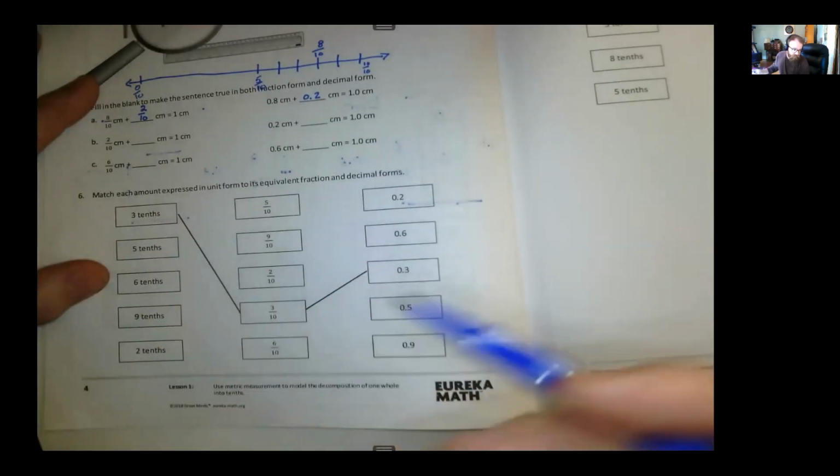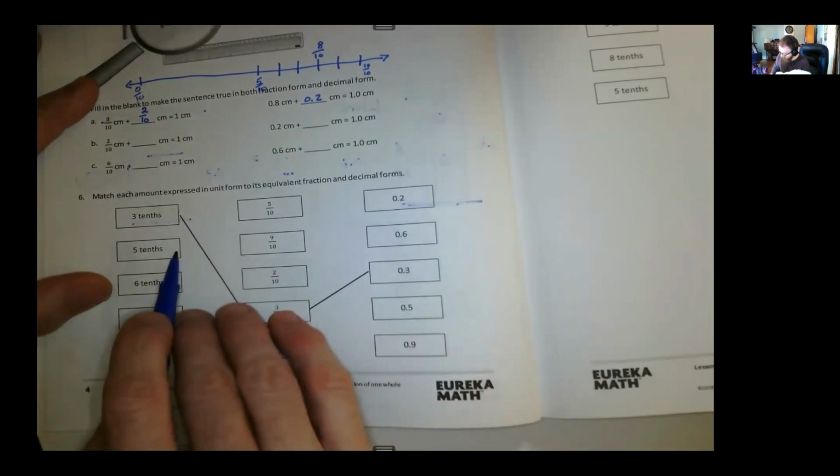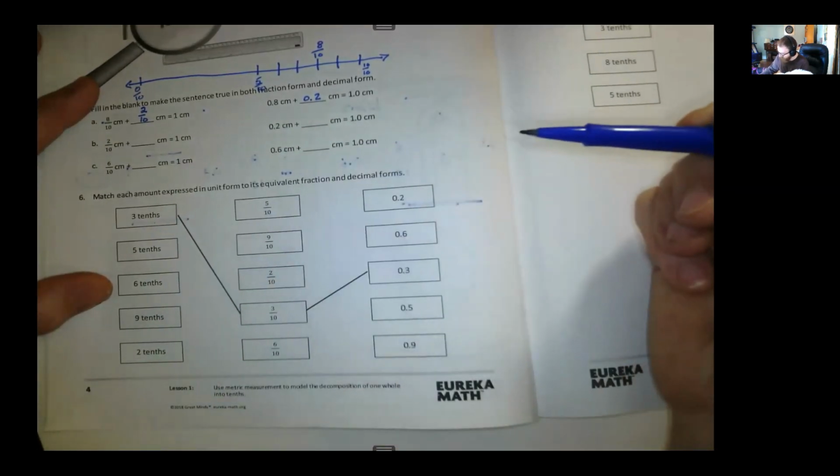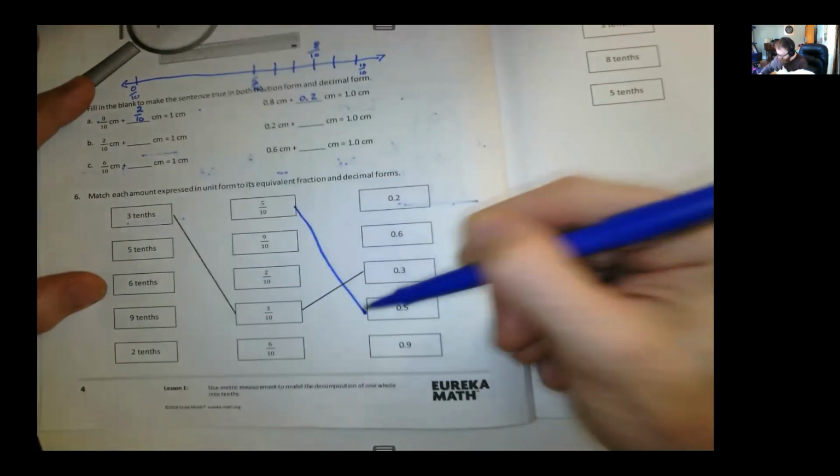At the bottom here, again, this is also on your exit ticket. You have to match these 3 different representations of the same values, okay? We have tenths, tenths, and tenths, shown in word form, shown in fraction form, and shown in decimal form. You're just drawing lines to connect them, okay? 3/10, 3/10, and 3/10. 5/10. Where do I see 5/10 as a fraction? 5/10. Where do I see 5/10 as a decimal?